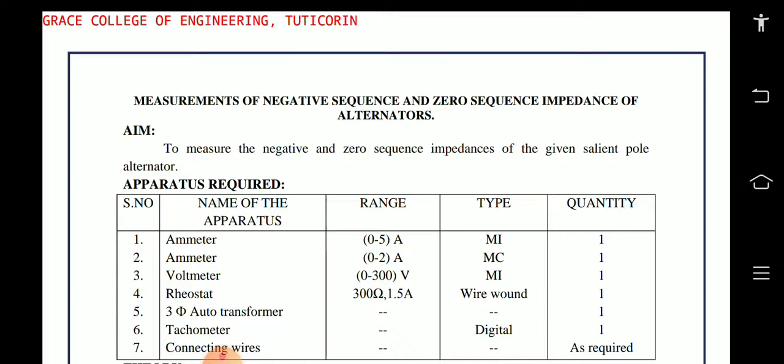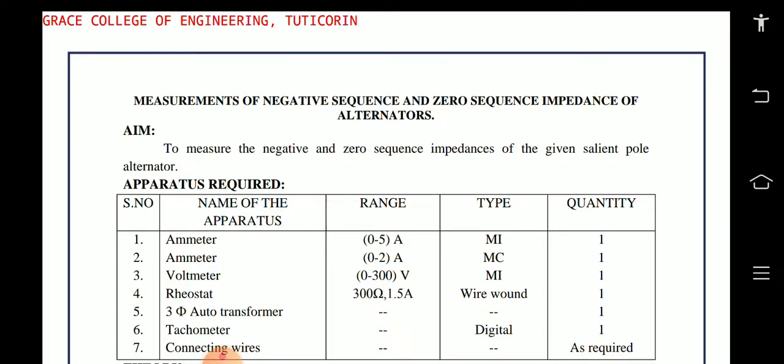What is the purpose of the rheostat? It is used on the motor side, in order to adjust the speed of the motor to match the synchronous speed of our alternator. So by adjusting the rheostat we can obtain the required speed of our motor.